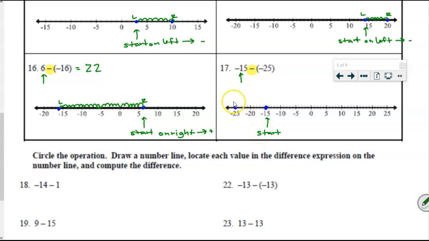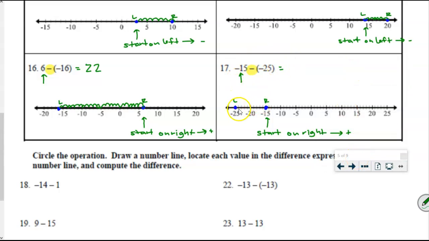And again, is it left or right? Here's the left one. Here's the right one. So we're starting on the right. Starting on the right means it's positive. So we know it's going to be positive. Positive what? How many jumps? 1, 2, 3, 4, 5, 6, 7, 8, 9, 10. 10 little bunny hops. Positive 10, because we started on the right.